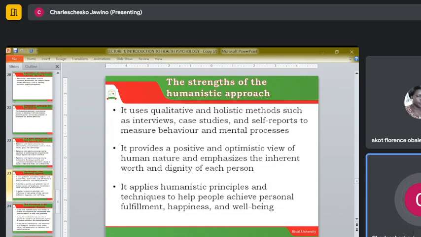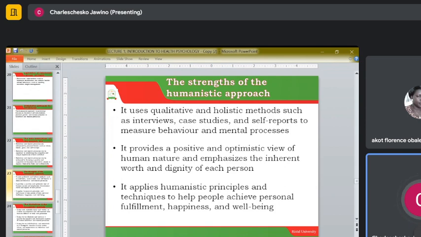Strengths. What are the strengths and limitations of this approach? What does it rely on? It relies on the fact that it uses qualitative and holistic methods such as interviews, case studies, and self-reports to measure behavior and mental processes. These case studies, self-reports, and interviews, we shall see more details when we are discussing research. As we are beginning, I told you I'm going to be taking you through psychology and research methods. So we shall see more of the case studies, interviews, questionnaires. We are going to see everything in detail, and we shall even enjoy it.